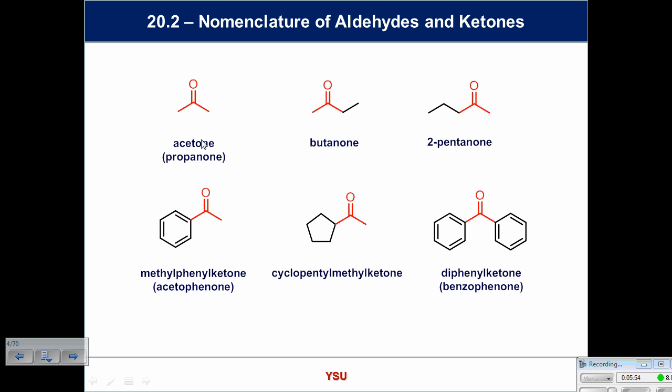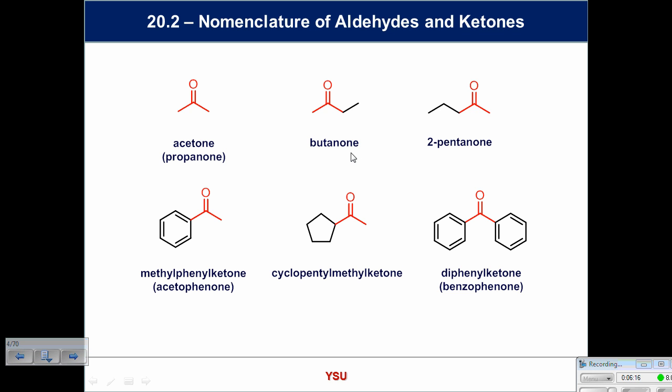So acetone. We can see here 3 carbons. The IUPAC name would be propanone, 3 carbons. Do I need a number here? Do I need a number to tell the reader where that ketone is? No, we do not. Why not? If I put the carbonyl at the end, what does it become? It becomes an aldehyde. Yeah, so that simple system, you don't need a number right there.